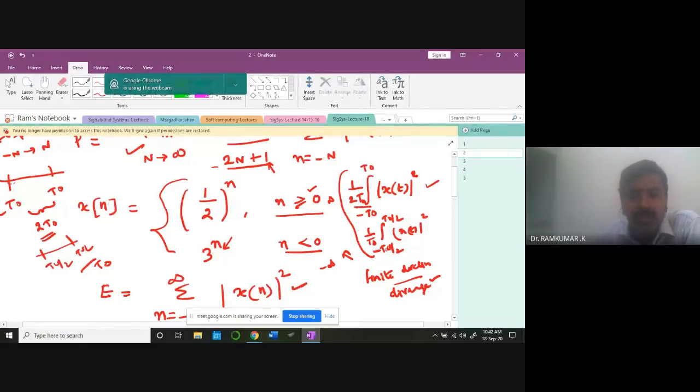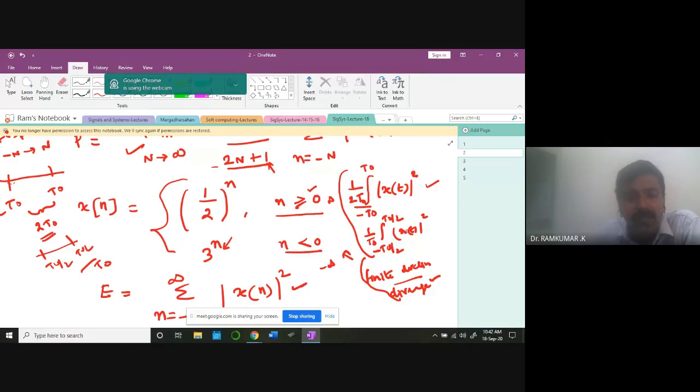Anybody from the class? If it is a converging series, you can employ the energy formula. If it is diverging only, we have to think of periodicity and whether it is a power signal or not. We have to study that. But is this one converging or diverging?